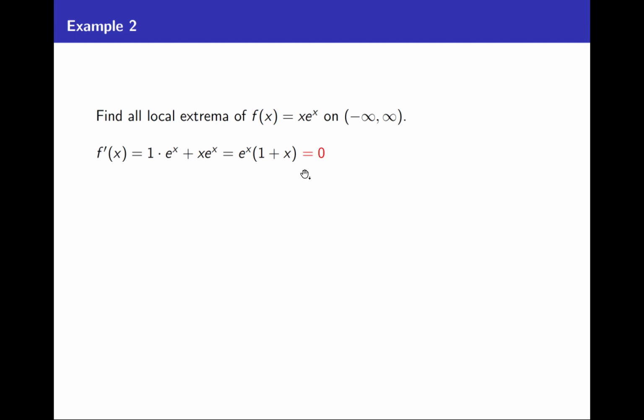Now we want to find the critical point, so we set that equal to 0. Well, the e to the x is always positive no matter what x is, but x equals minus 1 could give you a 0 here in this factor. So we only get one critical point, and it's x equals minus 1. F prime of minus 1 would give us 0.